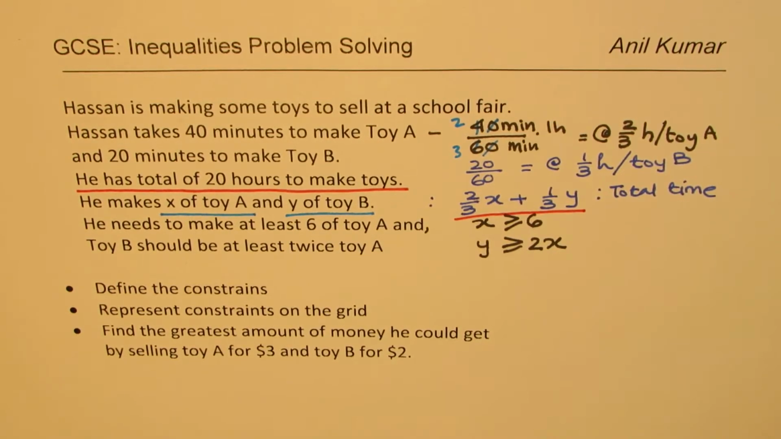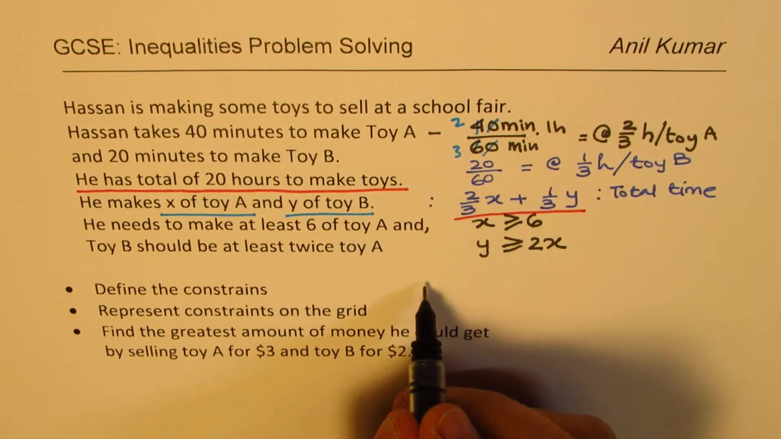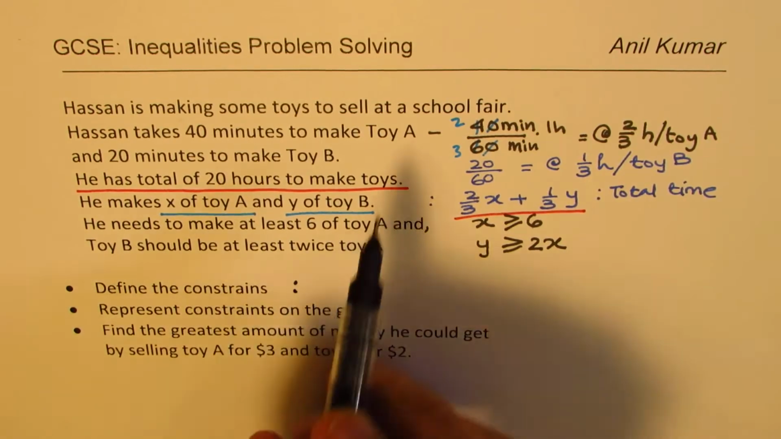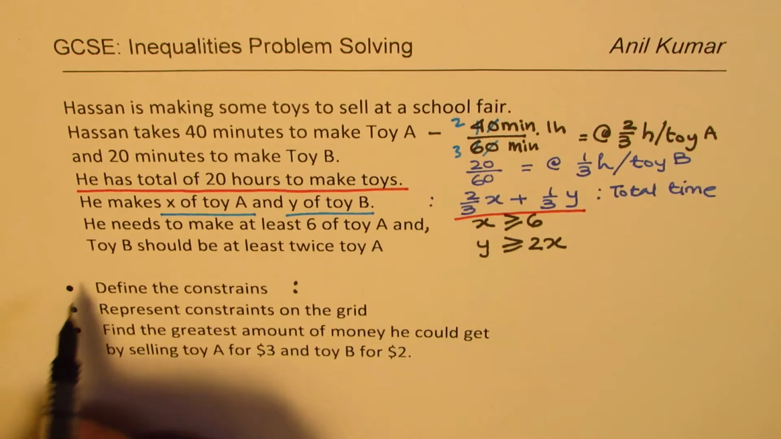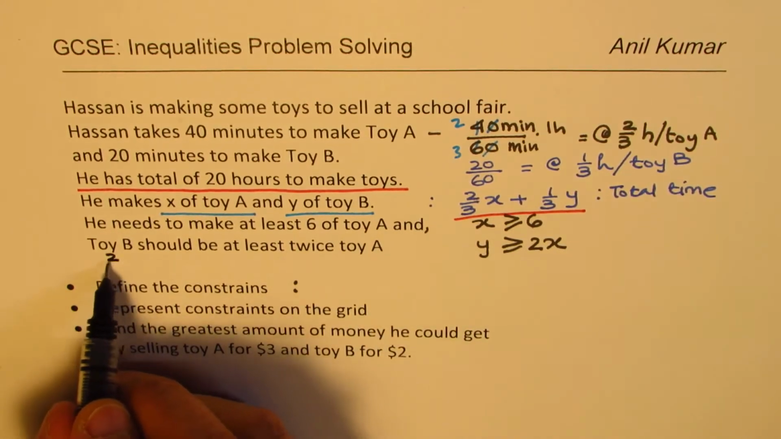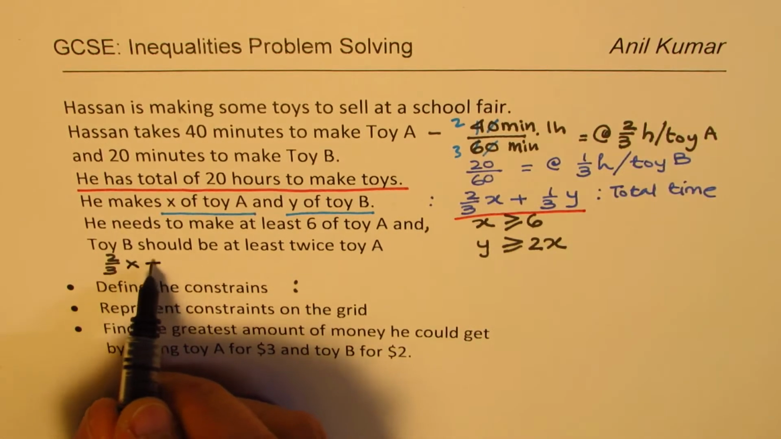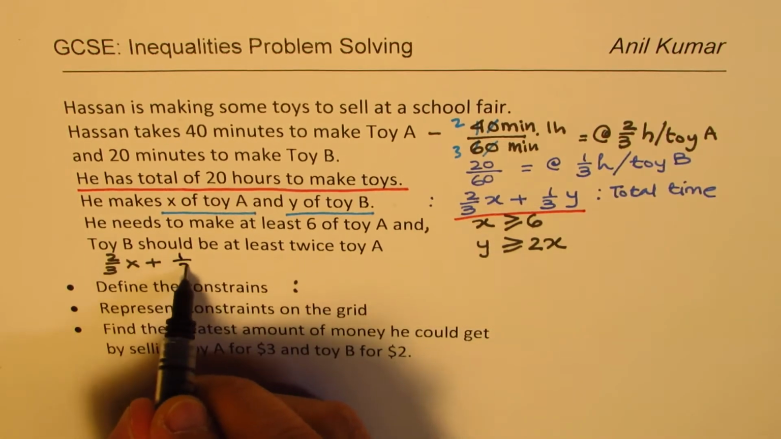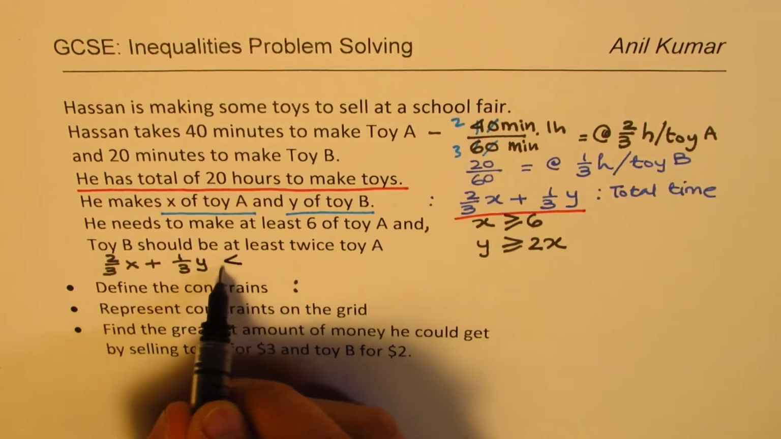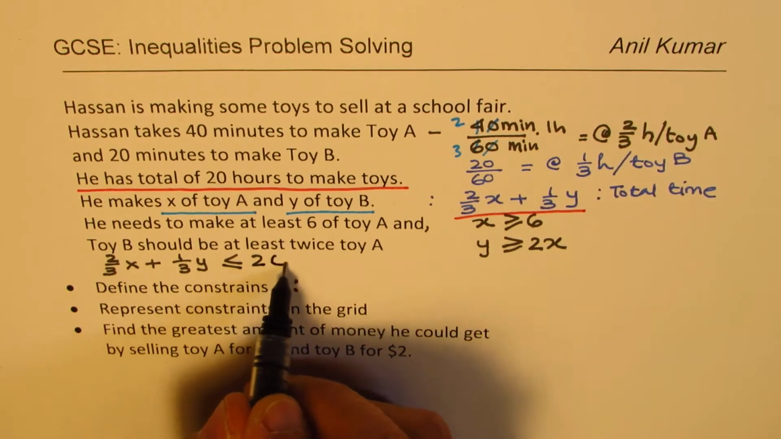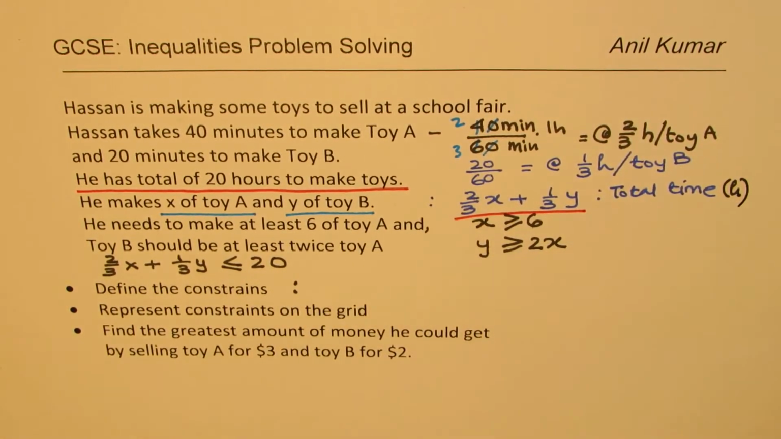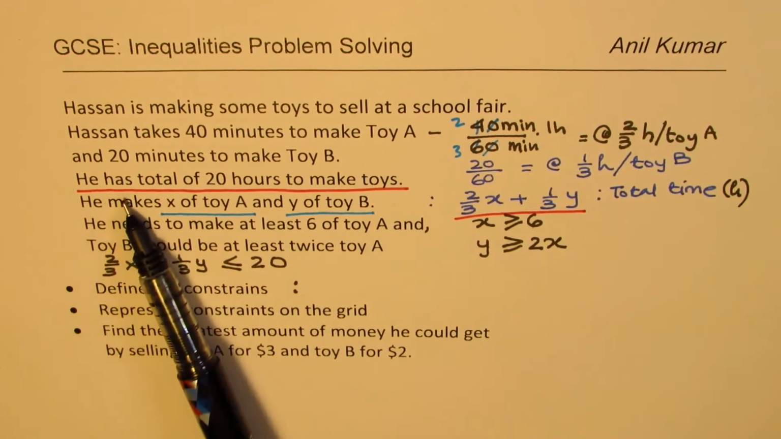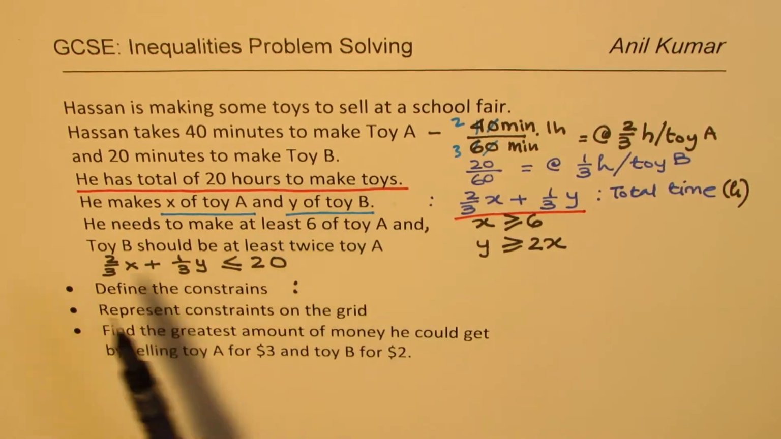So one of the constraints which we get here is from here. We get that this sum, 2/3 of x plus 1/3 of y, should be less than or equal to 20 hours. This is time in hours, right? This is total time in hours. So that is total of 20 hours to make toys. So that is the constraint which we get.